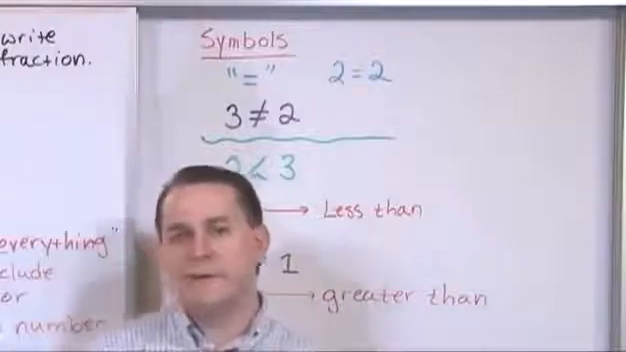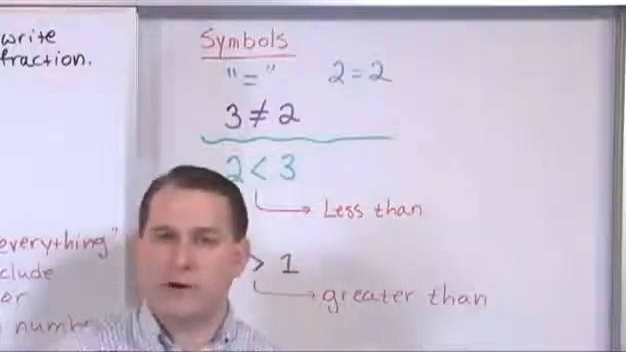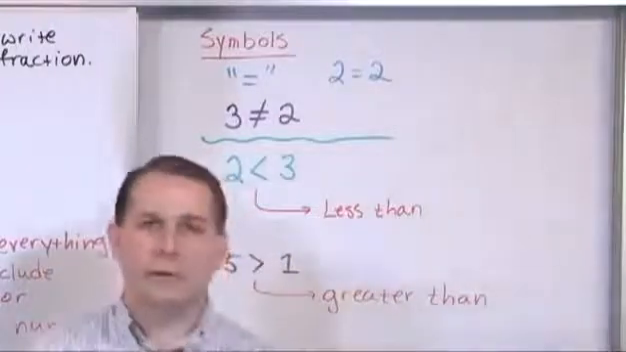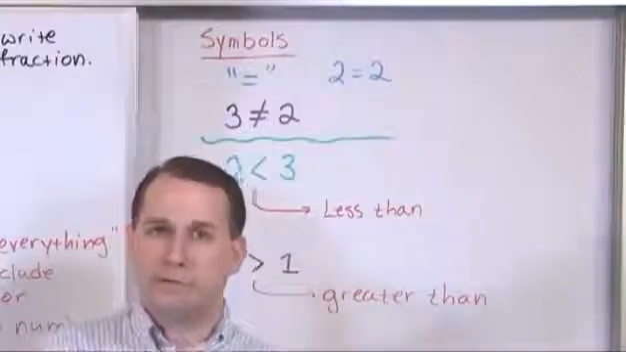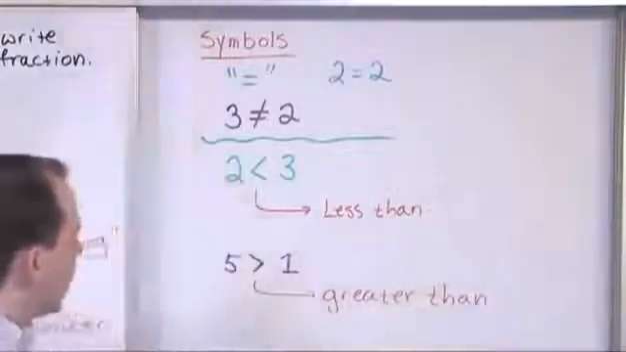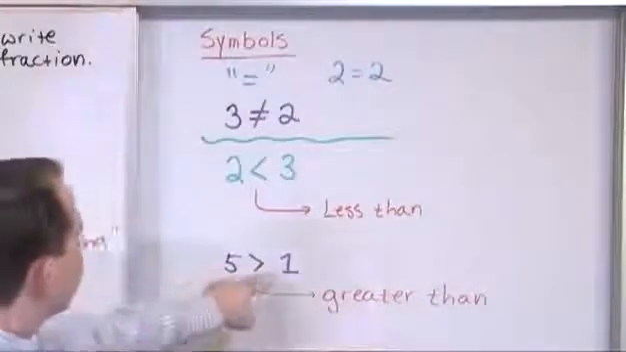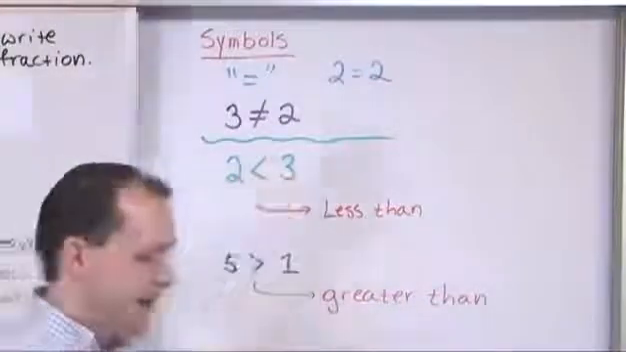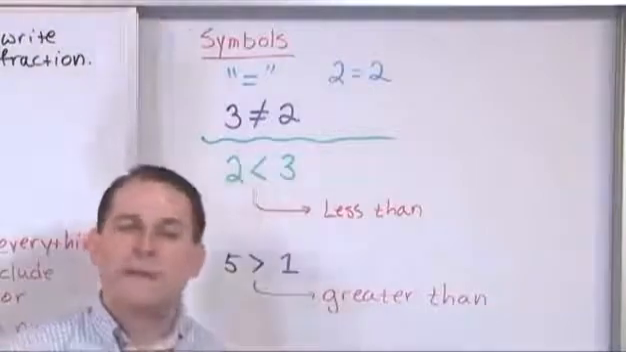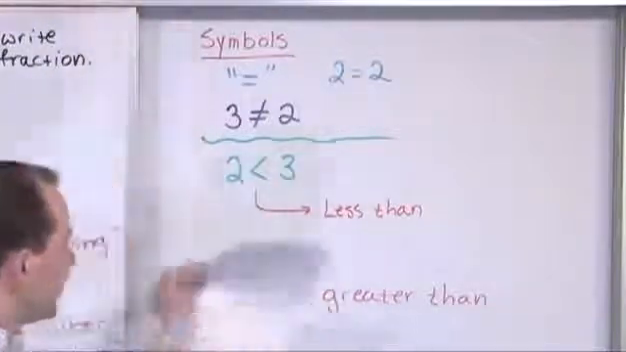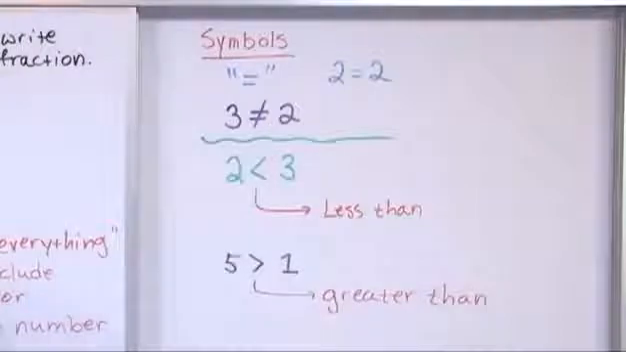Try to think of them as just an arrow that points to the smaller number. When you do that, the bigger part of that arrow is going to point to the bigger number, or be next to the bigger number. And when you read it, you just read it like you would in a sentence: 5 is greater than 1, 2 is less than 3, and that's how it comes about. Now, you can also do some interesting things with these that you're going to need to understand.